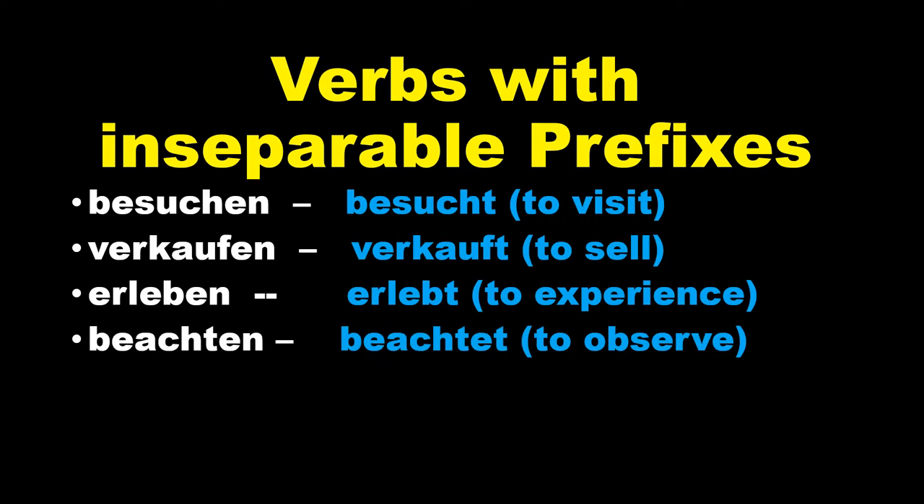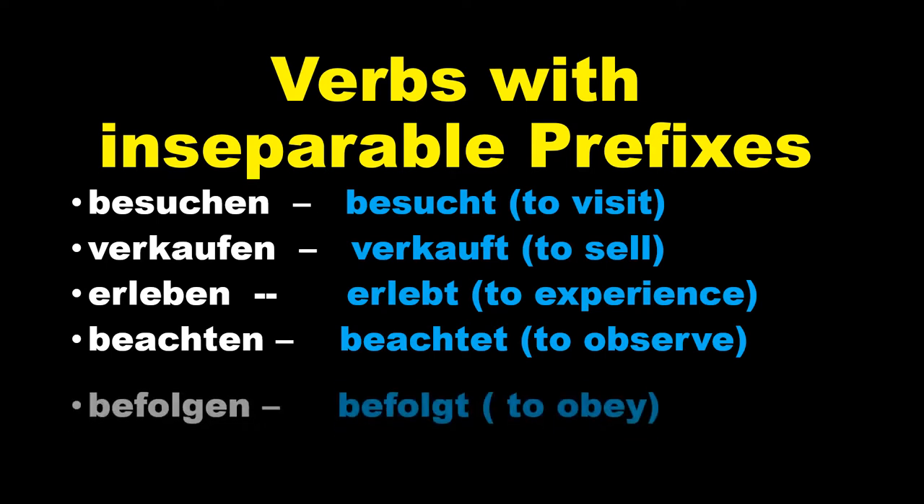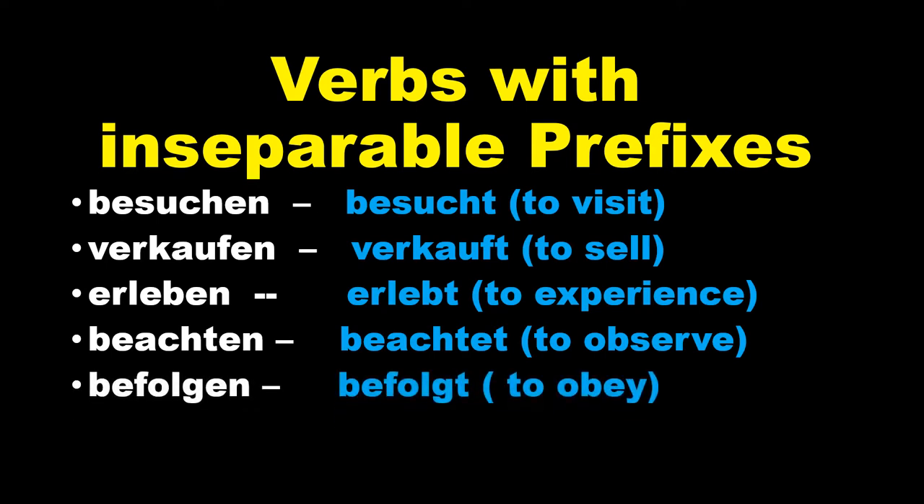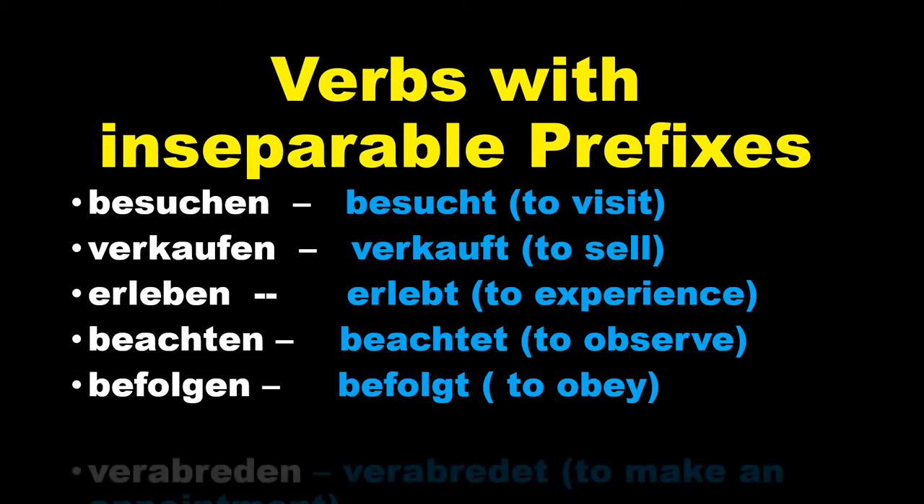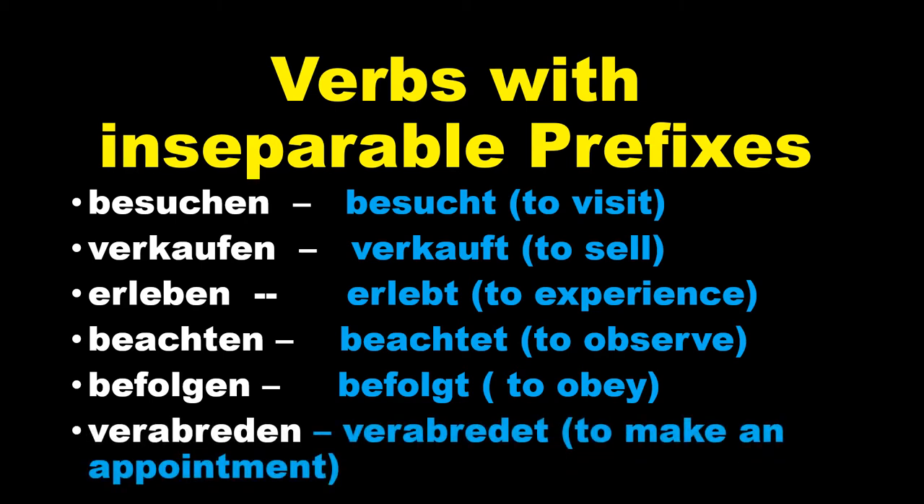Let's take one more example. Beachten. Participle I form will be beachtet. Here you can see again we have added an extra e for the sake of pronunciation. Beachtet, to observe. Let's see one more example. Befolgen. Participle I form will be befolgt and it means to obey. Befolgen, befolgt.